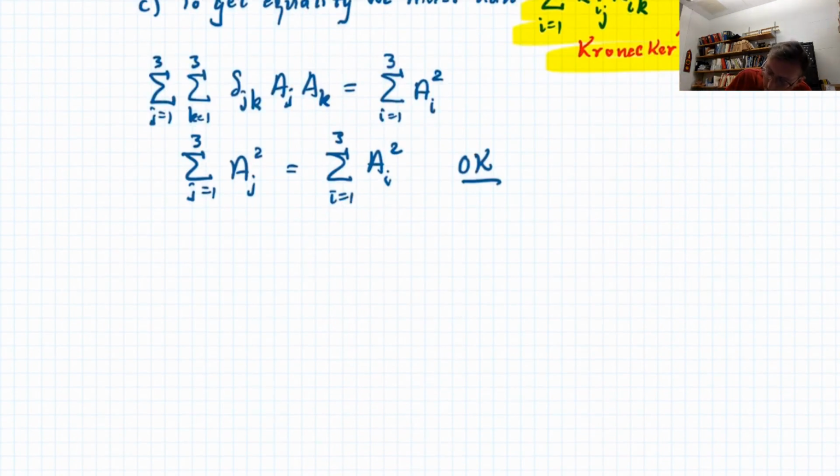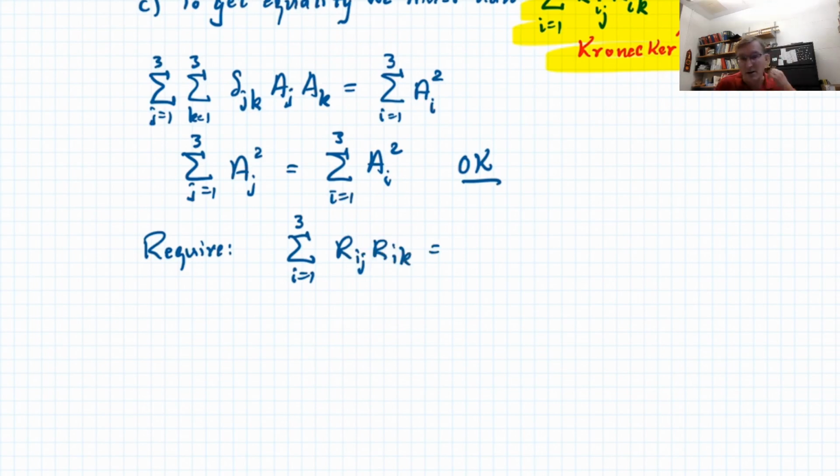So we require that the sum i going from 1 to 3 of Rij, Rik equals the Kronecker delta jk. Now, let me remind you about something called the transpose of a matrix. All you do to get the transpose of a given matrix is swap the rows and columns. Column 1 becomes row 1. Column 2 becomes row 2. And column 3 becomes row 3.